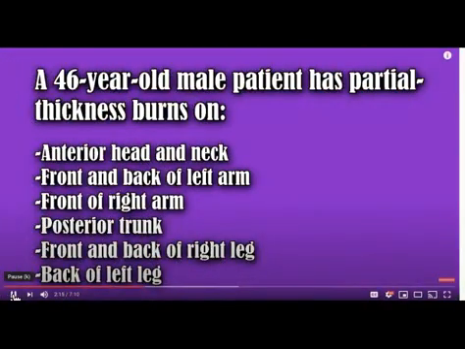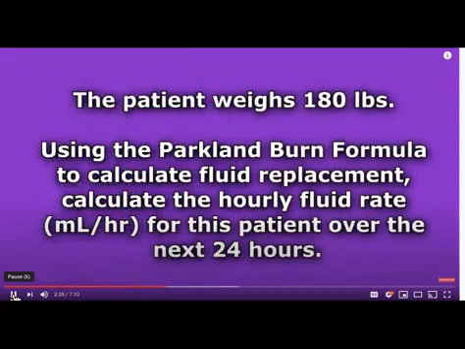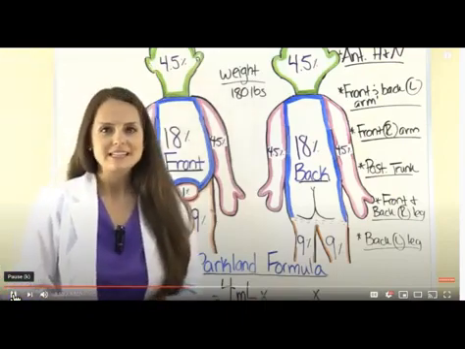Our problem says a 46-year-old male patient has partial thickness burns on the anterior head and neck, the front and back of the left arm, the front of the right arm, posterior trunk, the front and back of the right leg, and the back of the left leg. The patient weighs 180 pounds. Using the Parkland burn formula to calculate fluid replacement, calculate the hourly fluid rate, milliliters per hour, for this patient over the next 24 hours. So to solve, let's do the easiest thing first.